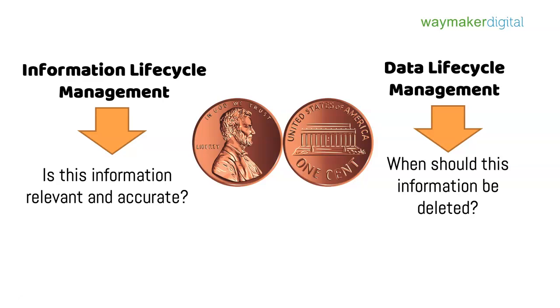So data lifecycle management is not really concerned with the individual pieces of data within a given record, just with the record itself. It's a system designed to answer the question of when this information should be deleted. On the other side, information lifecycle management seeks to ensure that every piece of data included in a record is accurate and up to date for the entire useful life of that record.